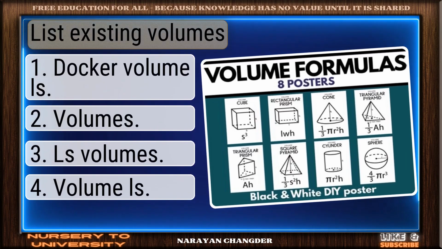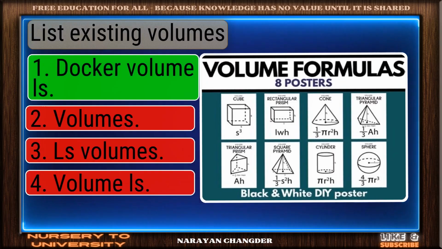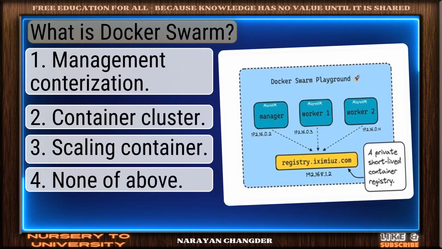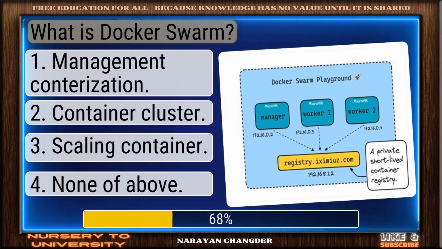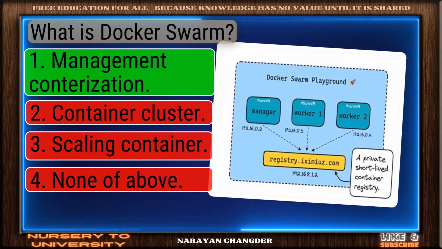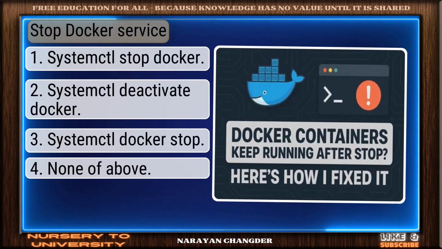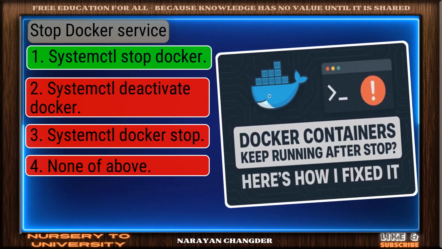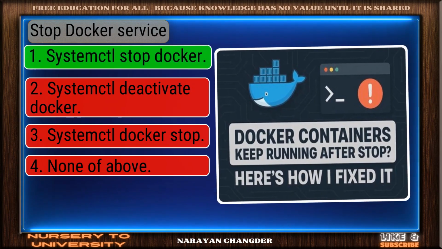Question number 66. List existing volumes. Correct. Docker volume ls is the right answer. Question number 67. What is Docker Swarm? Nice work. You chose management containerization and it is correct. Question number 68. Stop Docker service. Excellent. Systemctl stop Docker is a brilliant choice.